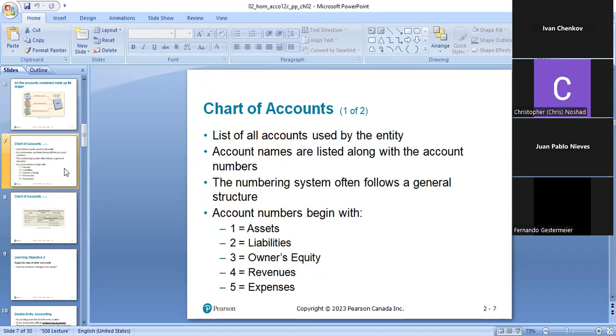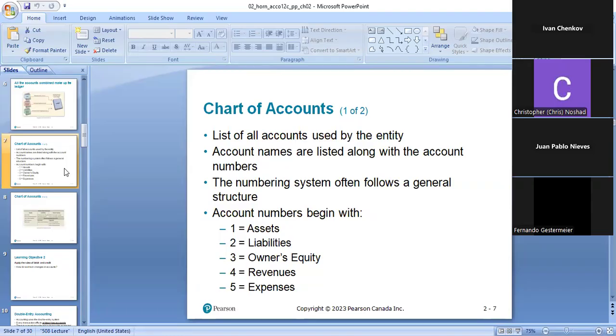Then with liability, since asset is equal to liability plus equity, asset will be number one, liability will be number two. So every time when you see an account starting with number two, that will be liability. And since the asset is equal to liability plus equity, then number three will be for the equity.